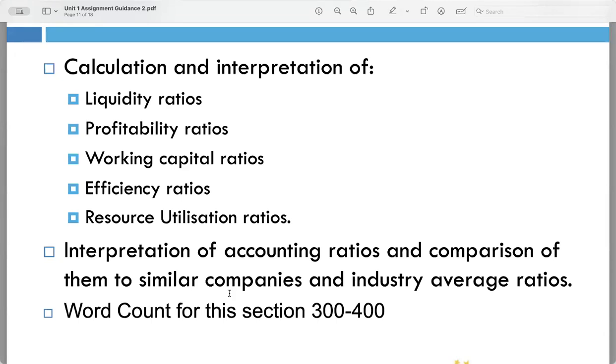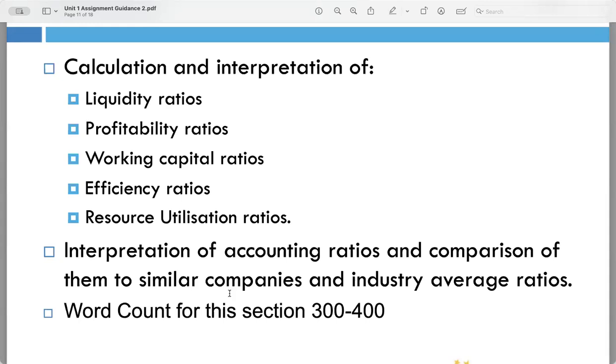So basically, you need to calculate and interpret various accounting ratios, including liquidity ratios, which measure the ability of a company to meet its short-term obligations. Profitability ratios measure the ability to generate profit. Working capital ratios assess the company's operational efficiency and short-term financial health.